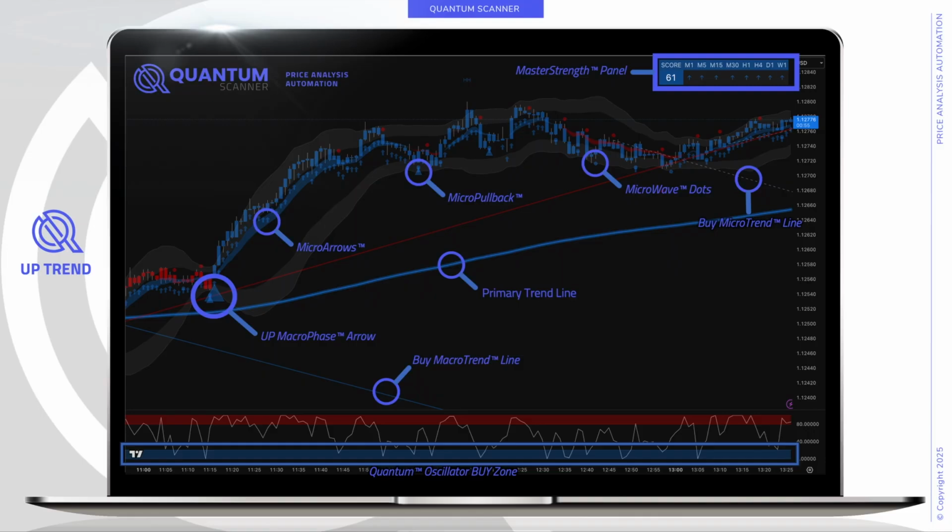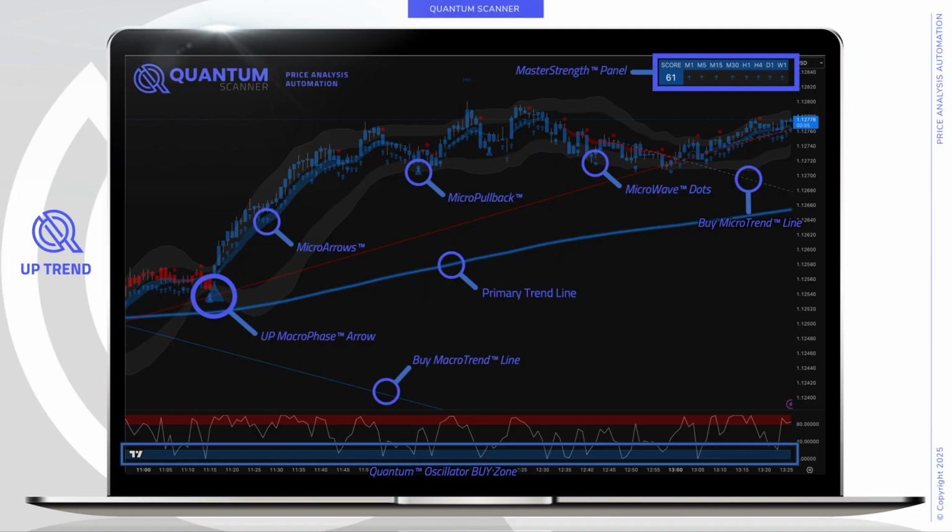In an uptrend, we begin by looking for an upward macro phase arrow. Combined with a blue primary trend line, this indicates that price is moving primarily in the upward direction. The Master Strength panel found in the upper right-hand corner of the screen indicates both the trend direction for each respective time frame as well as a specific and proprietary strength score to indicate the relative strength of the trend.